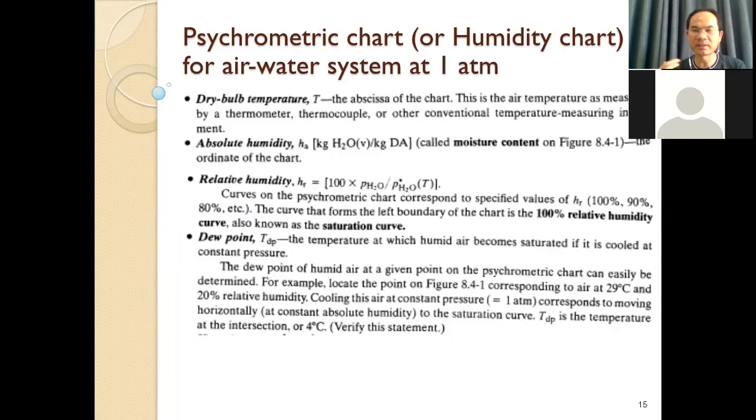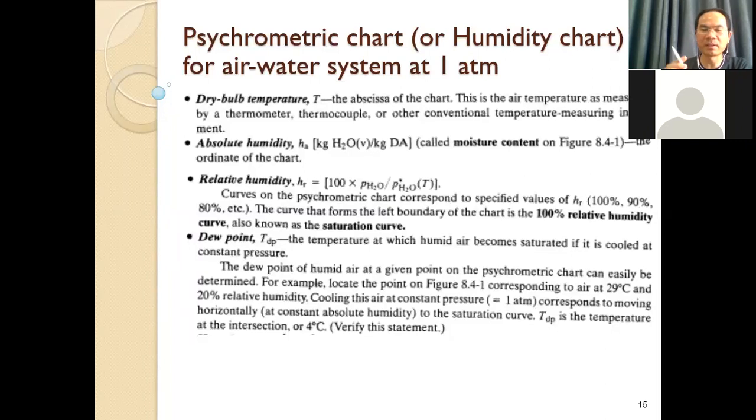And also in the system, we talk about the water and air system. In the water and air system, we have humid air, dry air, and the relative humidity. For this system, we talk about water evaporating in terms of water vapor. The humidity means the air includes water vapor, right? And sometimes we introduce the psychrometric chart, or humidity chart, for the air-water system.